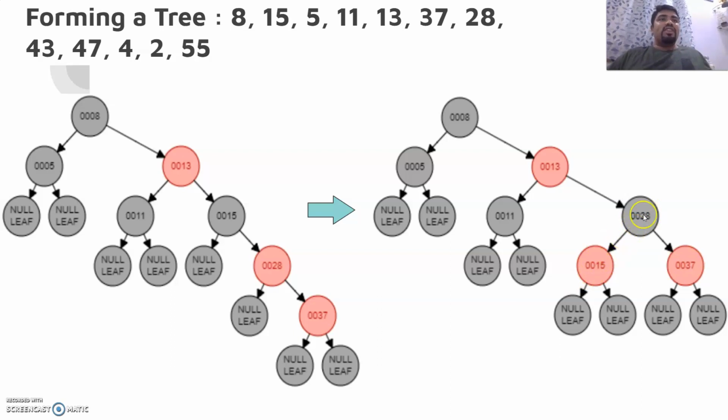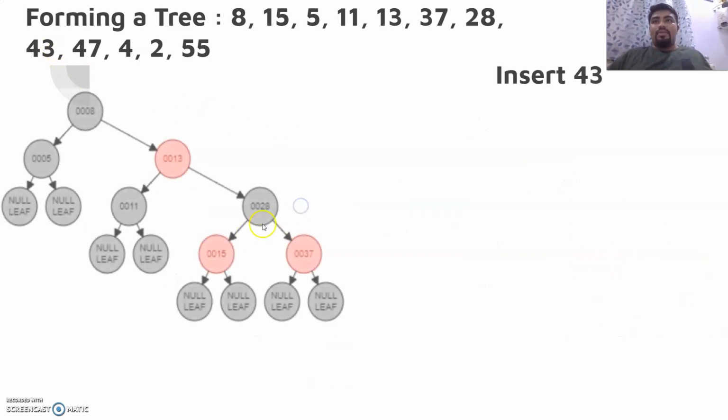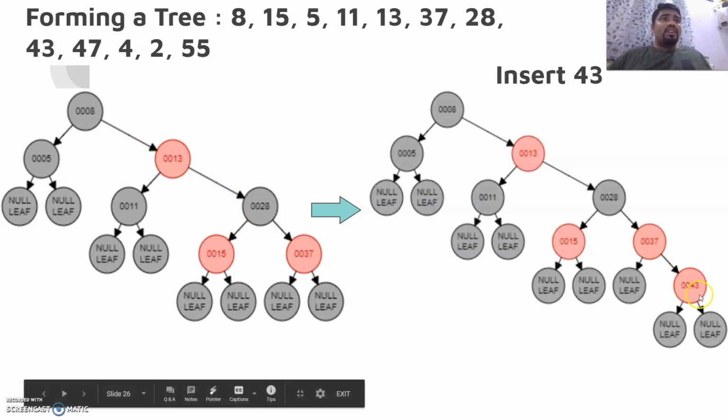So now 15 is having red and 28 is having the black color. Let's proceed by inserting the next element. Now what is the next element? That is 43. So where will 43 go? 43 is the heaviest element, I guess. So it'll go to the right of 37. So you can see it has gone to the right of 37.